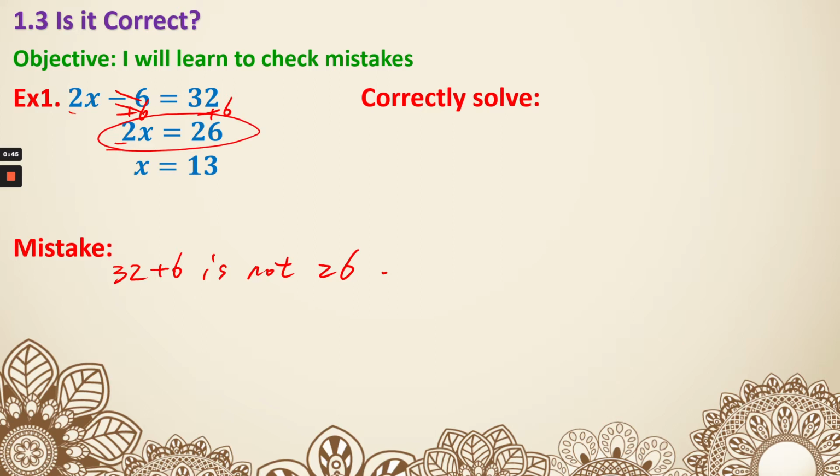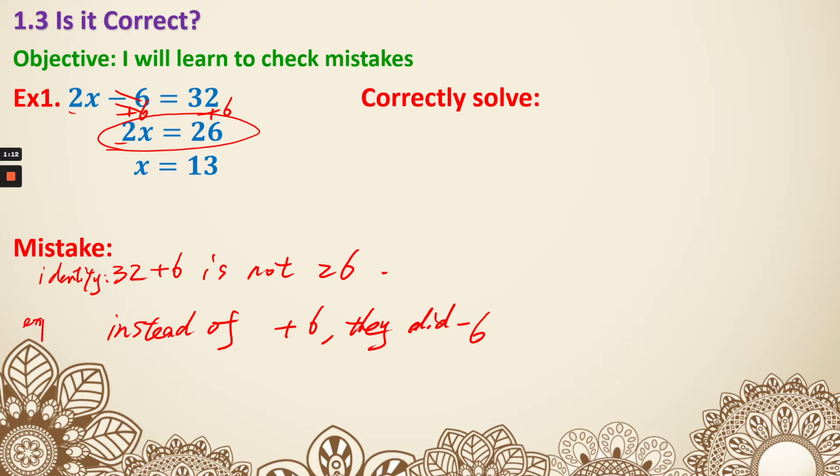Now I will need to explain why or how they got the 26. If you think about it, 32 plus 6 is 38, but 32 minus 6 is 26. That means instead of adding 6, they subtracted 6. So we do have two parts: identify, and explain.